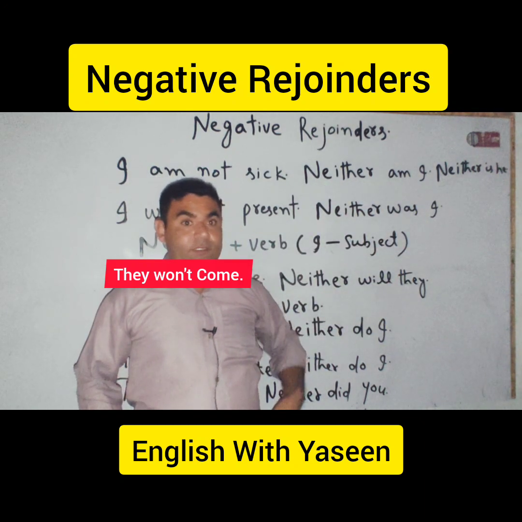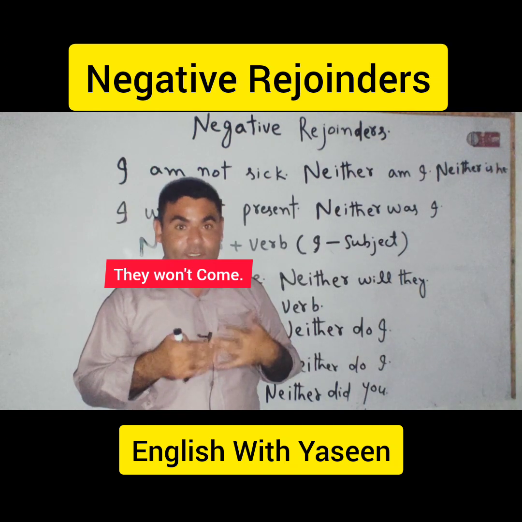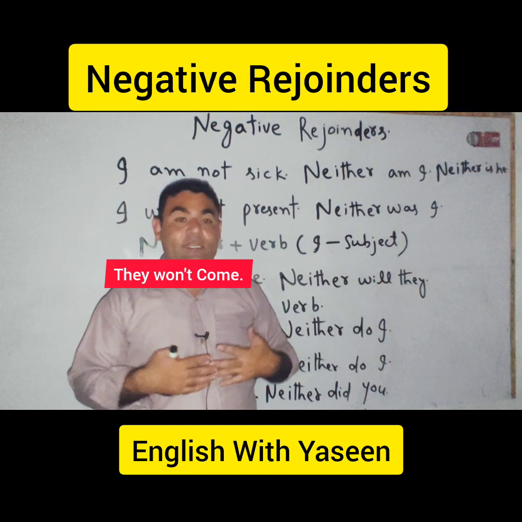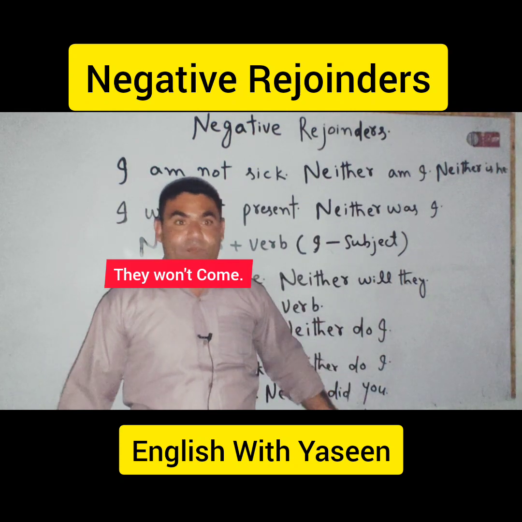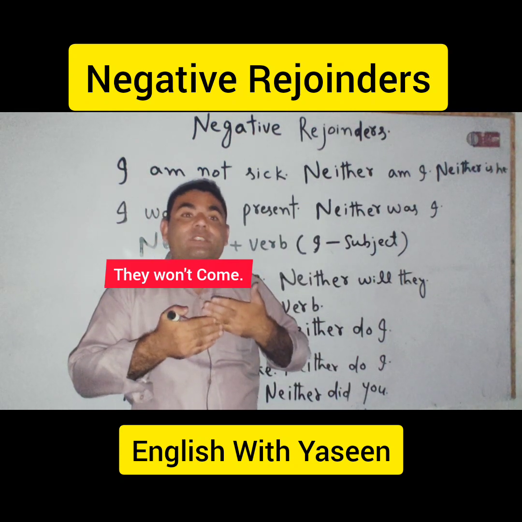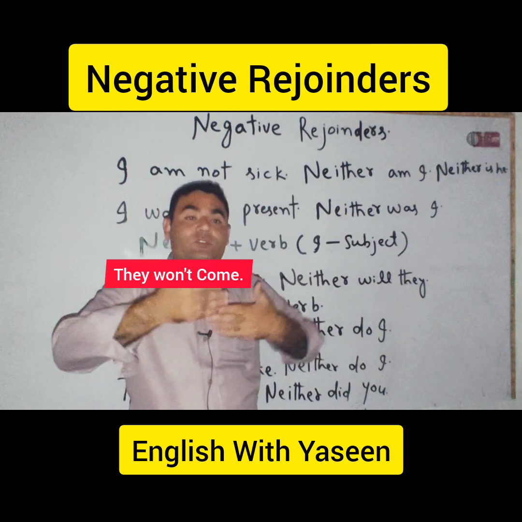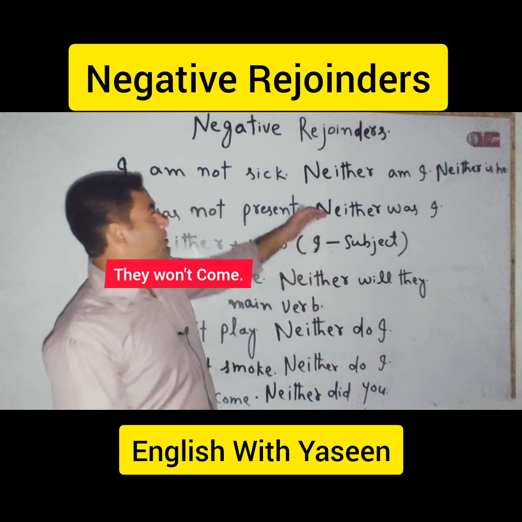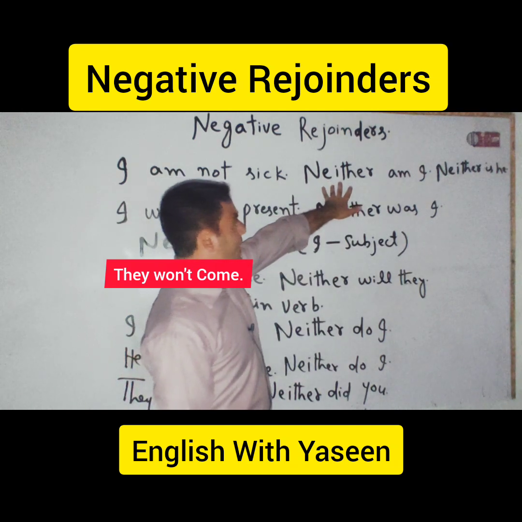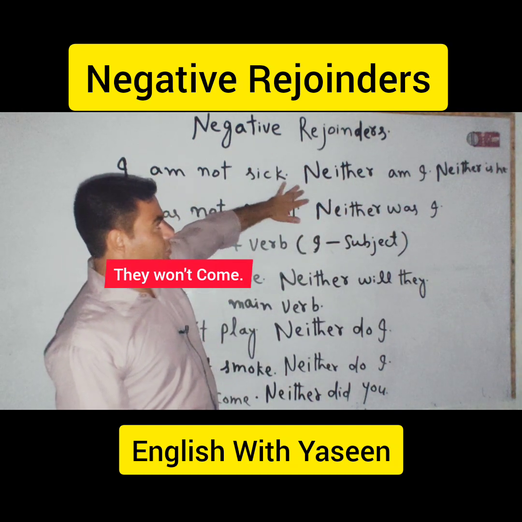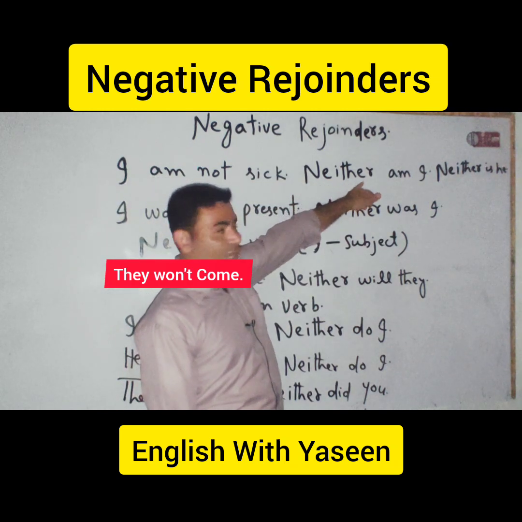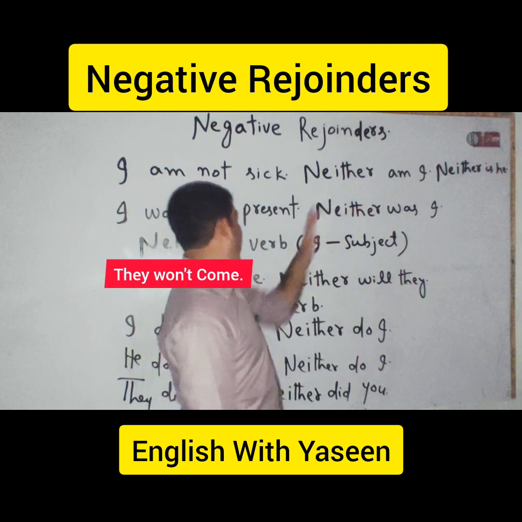For example, someone is not busy and he or she says, I'm not busy. So you say neither am I. It means I am also not busy. But instead of using a long sentence, you used a short answer, right? In positive rejoinders you will use so, but in negative rejoinders you will use neither.